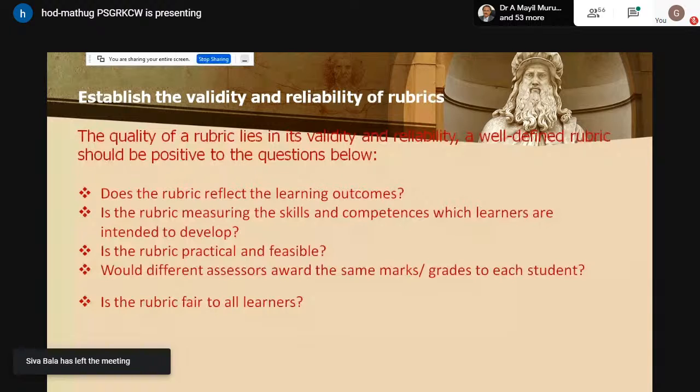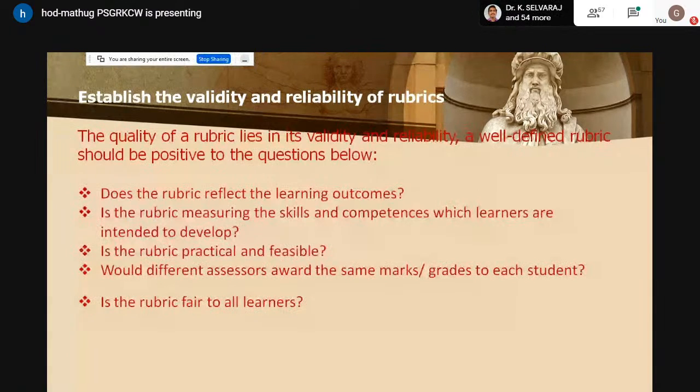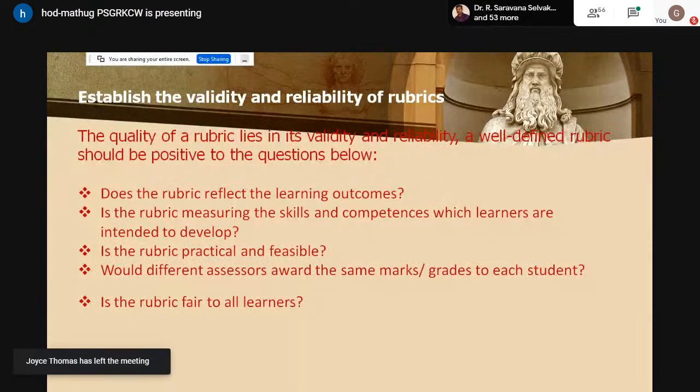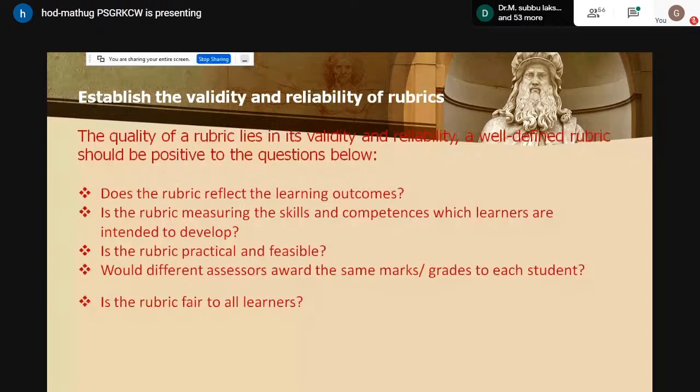And is the rubric fair to all learners? You might have seen that the rubric starts with an average, so that even the average learner will get a passing minimum, whether he is a slow learner or a fast learner. If the student has put in a sincere effort, and I am underlining that, definitely under my rubric he must be able to score a passing minimum. And if he has not put in a sincere effort, then he must get a 0. Does my rubric ensure that?